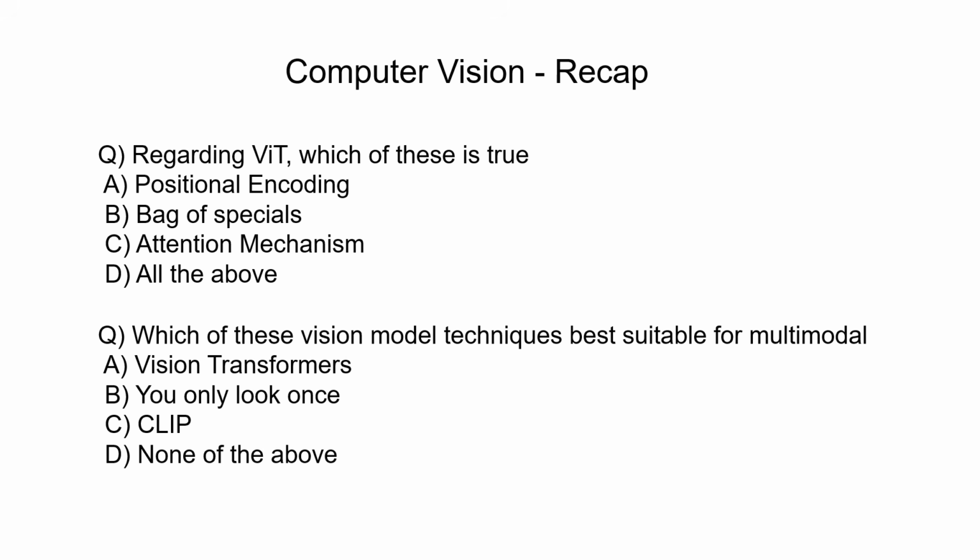Next question. Which of these vision model techniques is best suitable for multimodal? Vision transformers, you only look once, CLIP, none of the above. Vision transformers are good for global context. You only look once is suitable for object detection and tracking. CLIP is best suitable for multimodal, that is text and image. So answer is C.